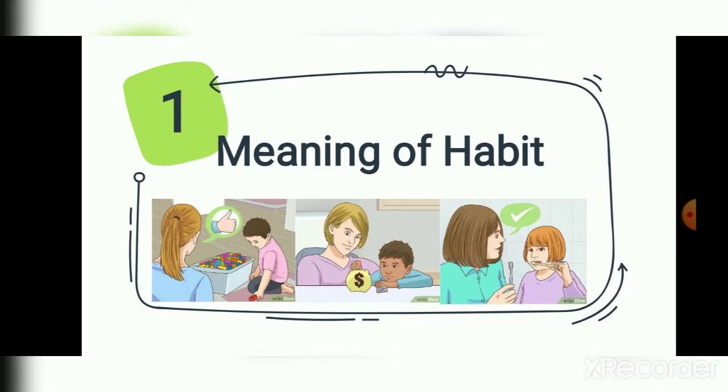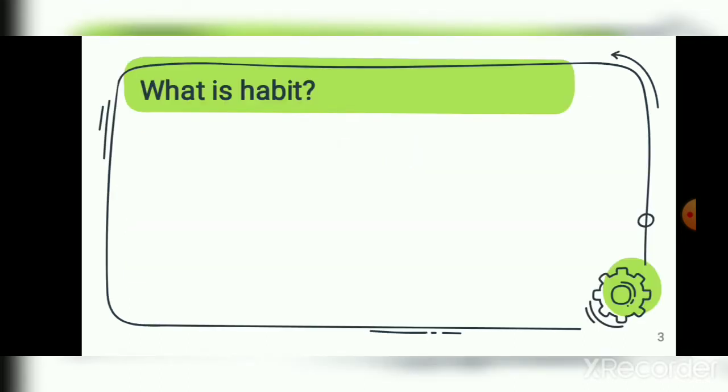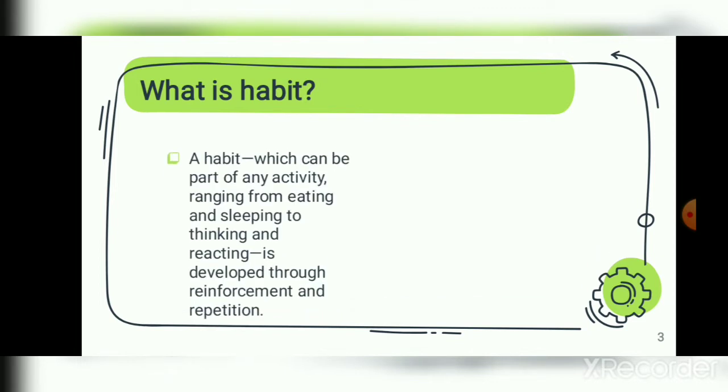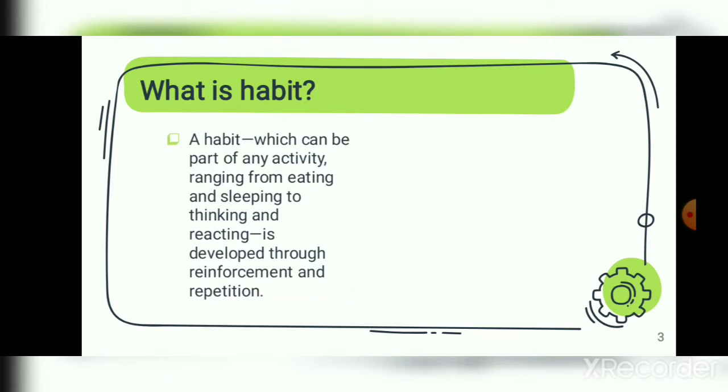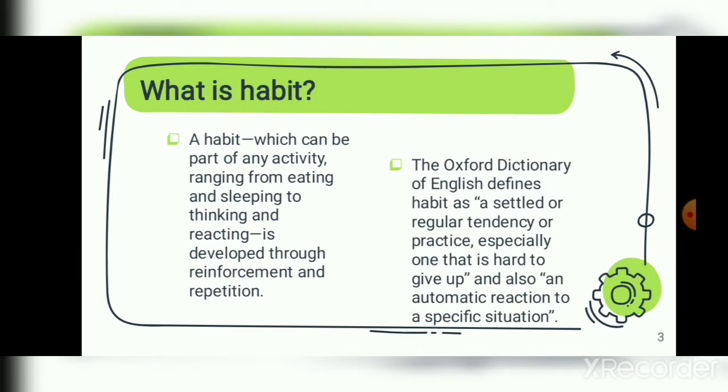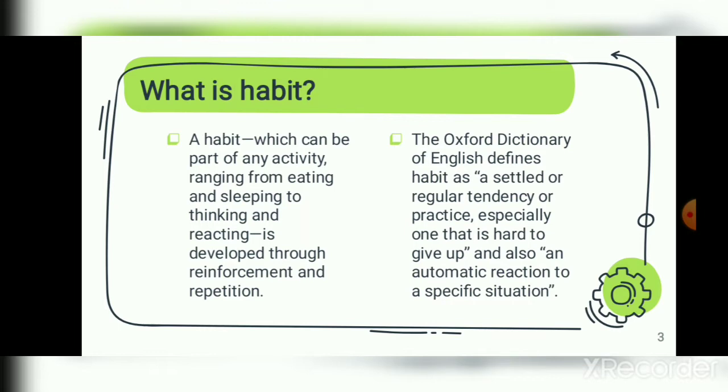Meaning of habit. What is habit? A habit, which can be part of any activity, ranging from eating and sleeping to thinking and reacting, is developed through reinforcement and repetition. The Oxford Dictionary of English defines habit as a settled or regular tendency or practice, especially one that is hard to give up, and also an automatic reaction to a specific situation.